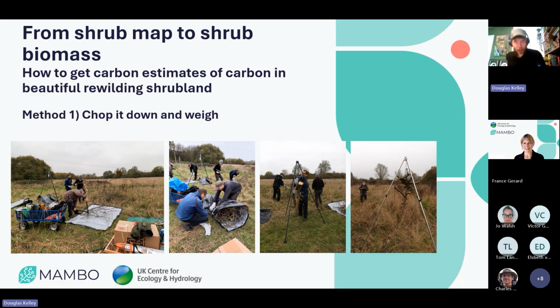Very enthusiastic then. Okay, so I'm going to be talking about how to take stuff you've already seen and go to that to work out allometric relationships in shrubs, and also try and get estimates of carbon in your beautiful rewilding shrubland.